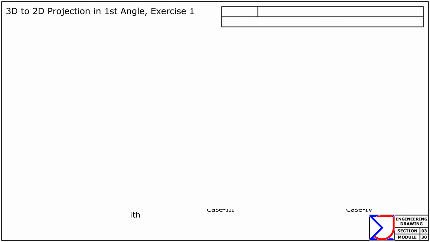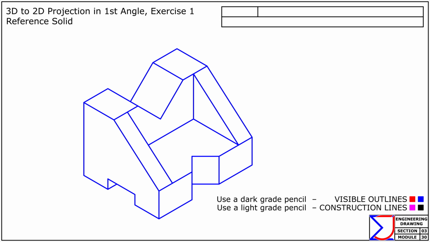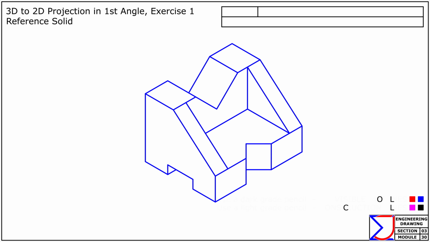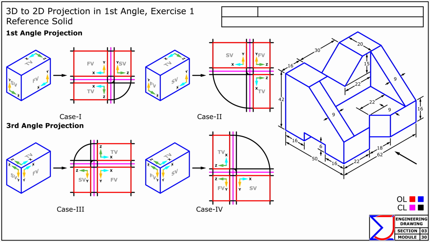Isometric view to orthographic views, Exercise 1. This is the 3D object we will systematically convert into first-angle orthographic projections, step by step. Here, in first-angle projection, the standard arrangement of orthographic views of this 3D object follows Case 1.